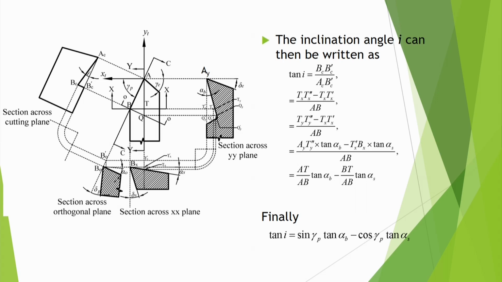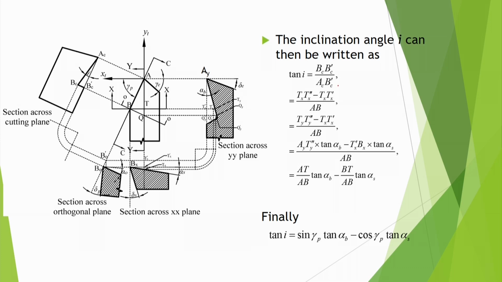The inclination angle is measured in the cutting plane. So in the cutting plane, how should I measure the inclination angle? Tan I is equal to BC BC prime divided by AC BC prime. That means the horizontal distance in this one, and in the vertical direction how much it is going. So the vertical distance divided by the horizontal distance. How it is related to the other slopes can be done like this. Concentrate on AC BC prime in the denominator.